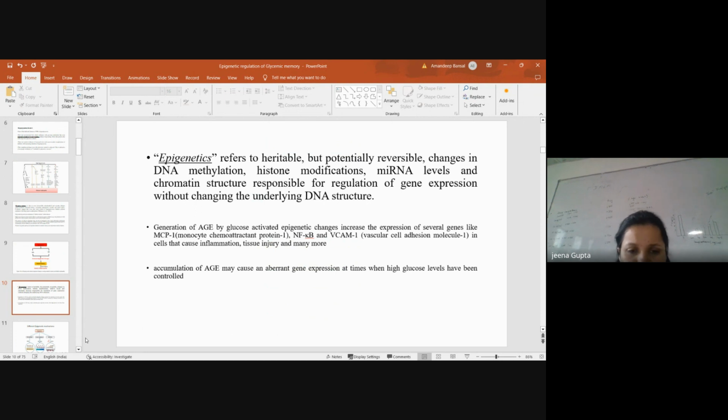So we work on these epigenetic modifications to delineate their role in the progression of diabetes. It has been observed that when there is more generation of advanced glycation end products by glucose, they activate certain epigenetic changes which regulate the expression of genes like MCP1, NF-kappa B, and VCAM1, vascular cell adhesion molecule, which are responsible for causing inflammation and tissue injury. It has been hypothesized that a transient spike in glucose causes certain epigenetic modifications. These modifications then accumulate with time. For every transient spike in glucose, these epigenetic modifications accumulate, regulating the gene expression and eventually leading to the disease diabetes.